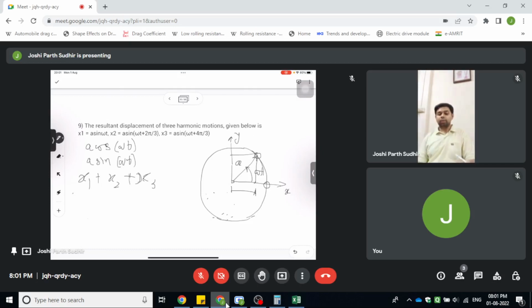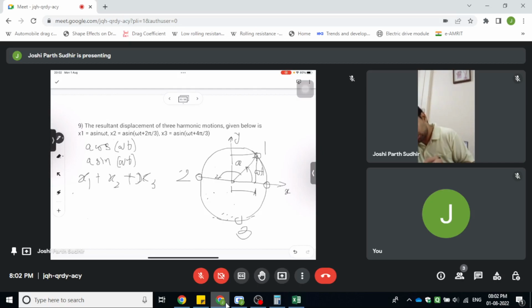So now how do we determine that? So we would again use this same concept of representing. So let us consider 3 different particles now. So the first particle is the one which we will number as 1, second particle over here as 2, and 3 over here. So now the first motion x1 will be given by the projection of this particle onto the y-axis, and x2 is given by a sin omega t plus 2 pi by 3.